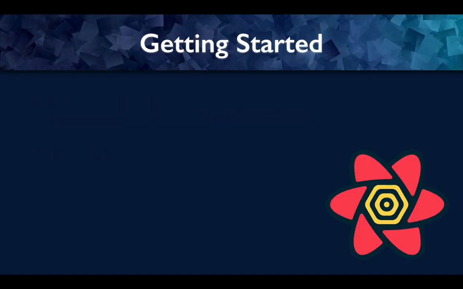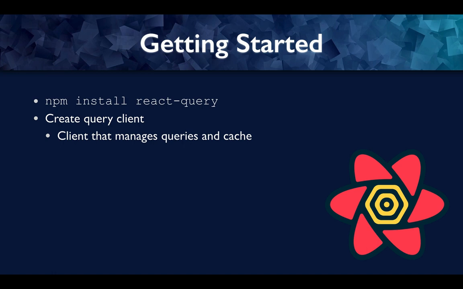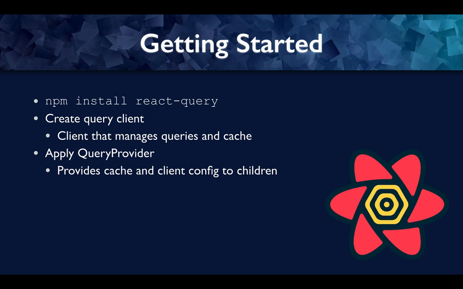After this, we are going to want to get started with React Query. So here are the general steps for adding React Query to a project. First, we need to install the library. Then we're going to need to create a query client. So this is the client that manages our queries and also that cache of data from the server. We need to apply a query provider, which is going to provide the cache and any client configuration to the children components. And it takes the query client as a value to this provider.